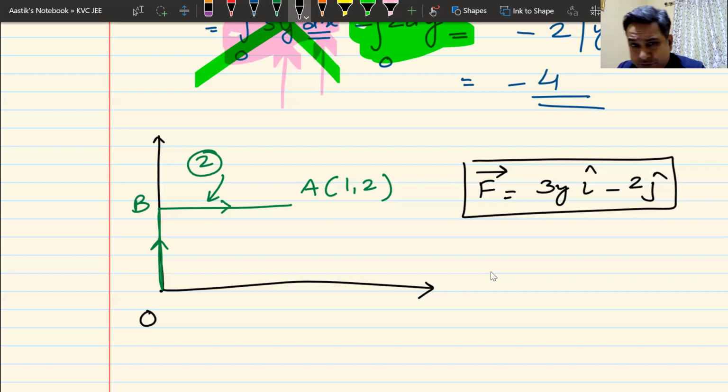Path number 2. I hope everyone is trying. Trials are important, my dear friends.